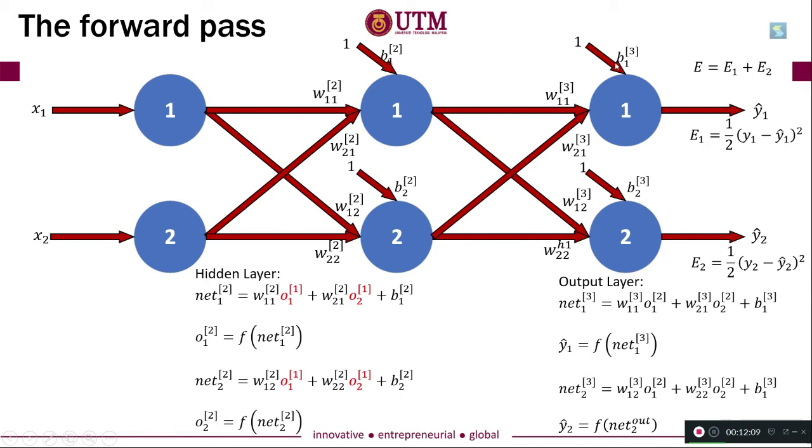So you can see that this one is B1 at layer 3, and this one is B1 at layer 2. So if I talk about B1 at layer 2, it means that it is a bias at the hidden layer, and because it is B1, it is neuron number 1, the bias at neuron number 1. So that's how we change the notation.